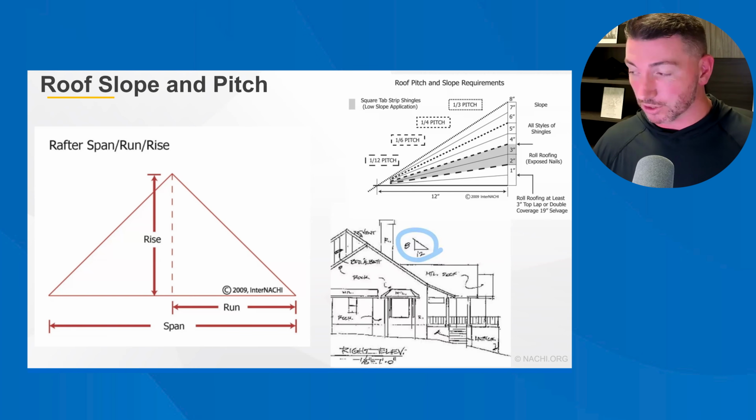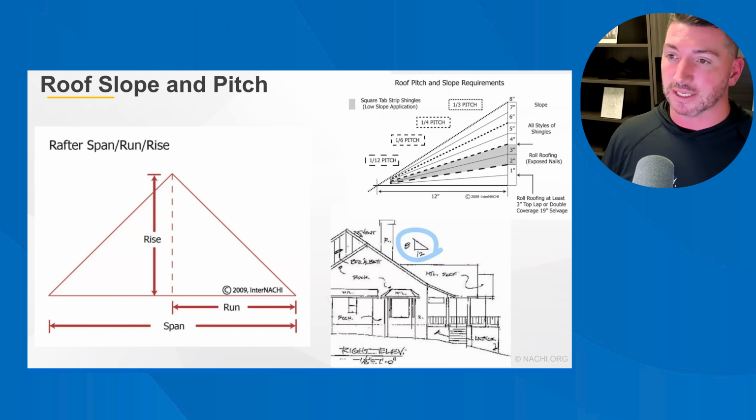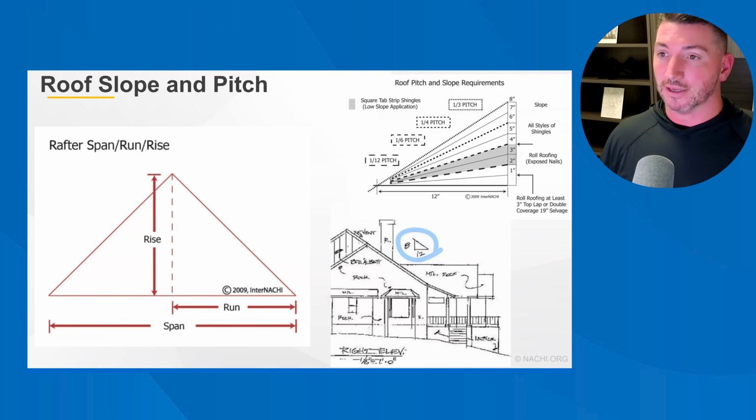So if that wasn't clear to anybody, the moral of that story is that when someone says it's an 8 pitch, they're really saying it's a slope of 8. So when someone asks you for the roof slope or the roof pitch, usually what they're asking is the ratio of inches of rise to inches of run, the run always being 12.